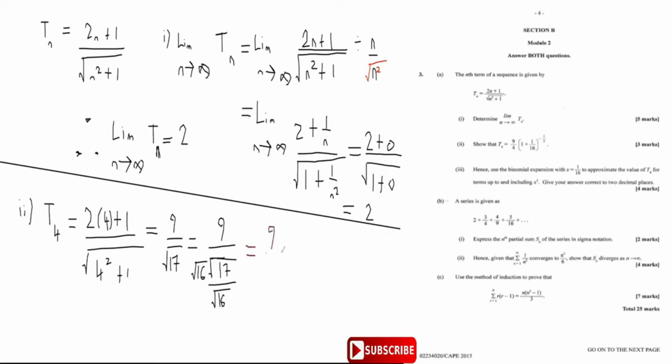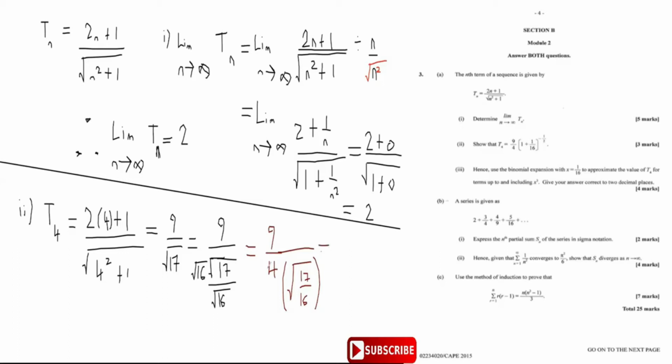This is going to work out to be 9 over, now this part right here, the square root of 16 is 4. So it's 9 over 4 times, in this denominator now, I have the square root of 17 over 16. All right, nice and easy. So now all that is left to do is simplify this part.